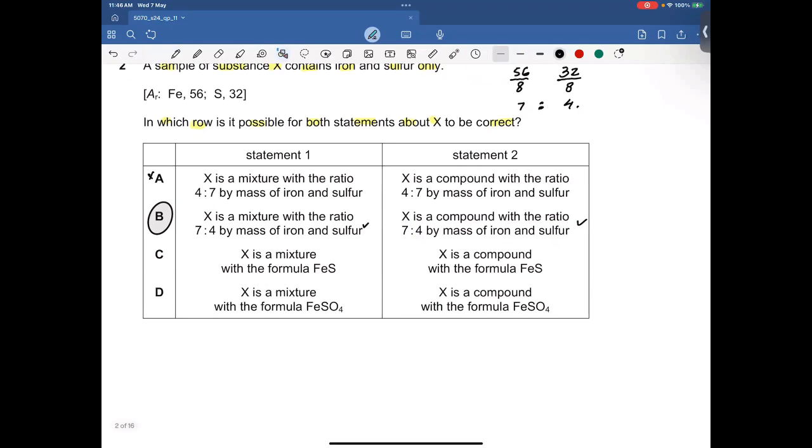But let's talk about C also. X is a mixture with the formula FeS. A mixture consists of many molecules or compounds, right? So a mixture doesn't have a formula of FeS. If FeS is the formula, it means it cannot be a mixture, which is why this statement is incorrect, and therefore C is incorrect. X is a mixture. FeSO4 is a compound, which means it is not a mixture. Again, statement D is incorrect, and therefore D is also incorrect.